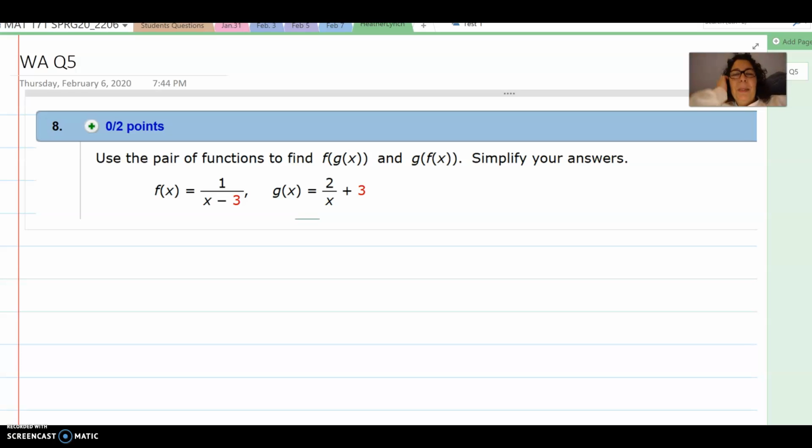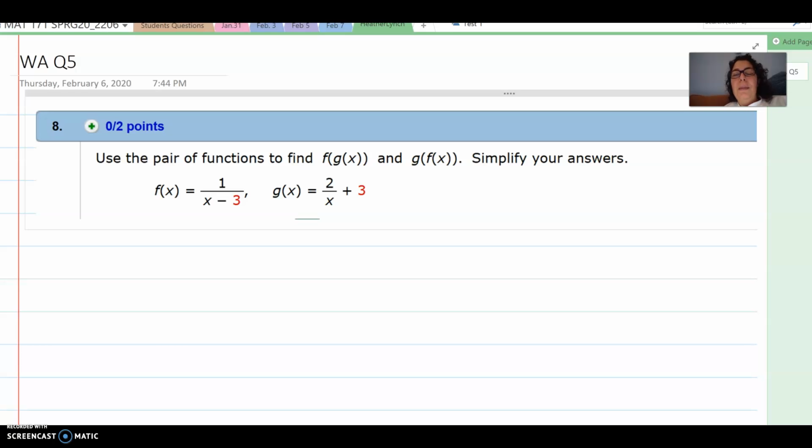Hi, Heather. So I pick up this problem from WebAssign Quiz 5, 8. Maybe it will help you understand the composition of functions and how we're interested in the domain.